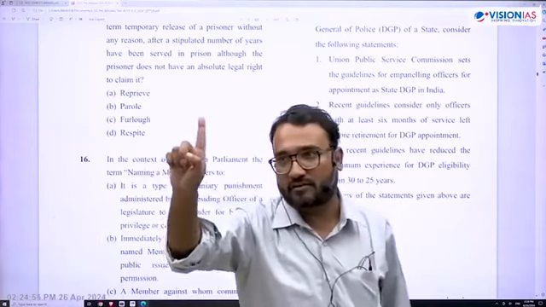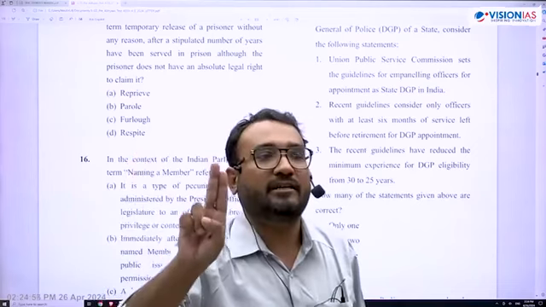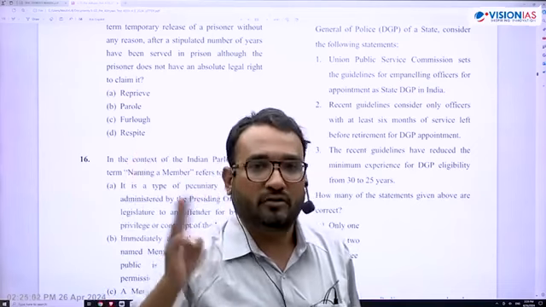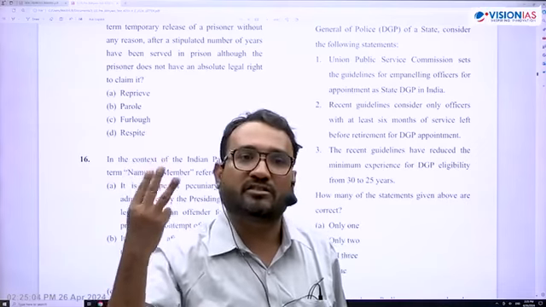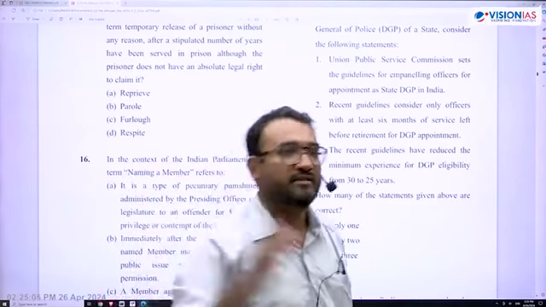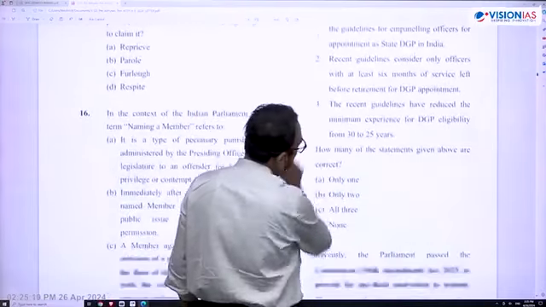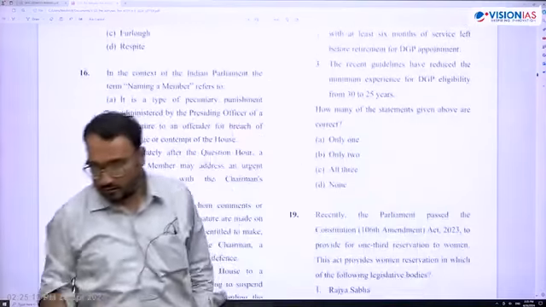Okay, so UPSC is not consulted on 3 matters. 1, matters of reservation. 2nd, when there is a diplomatic appointment. 3rd, when there is an appointment which is up to 1 year. So matters of reservation, diplomatic appointment, and appointments up to 1 year, UPSC is not consulted. Otherwise, UPSC is always consulted. All 3 statements are correct. We'll settle for option C in question number 18.